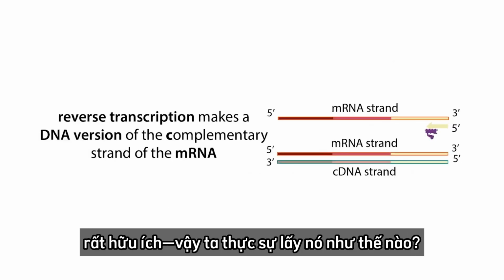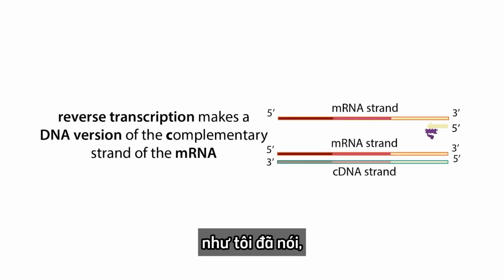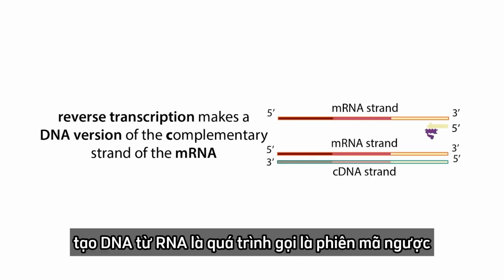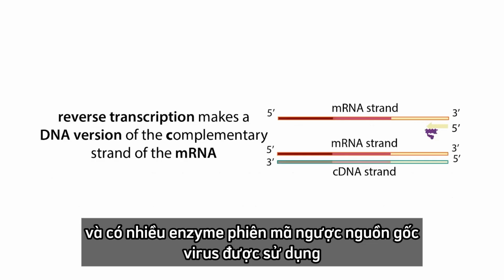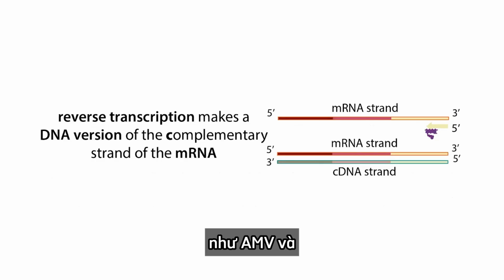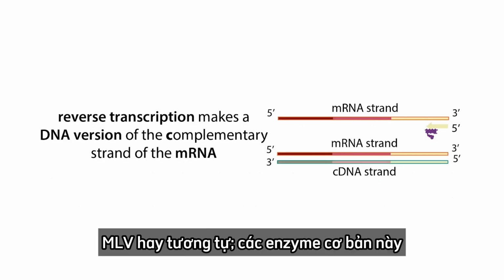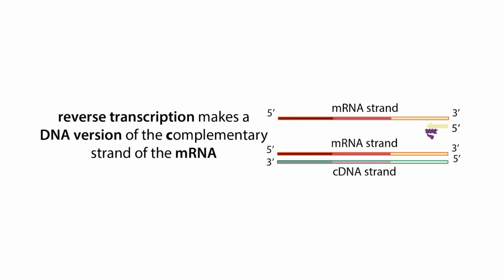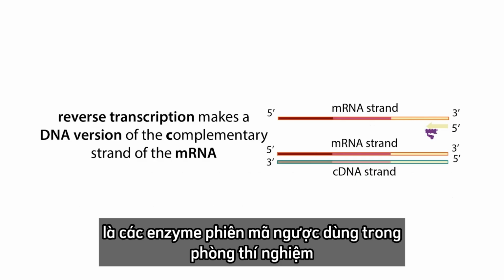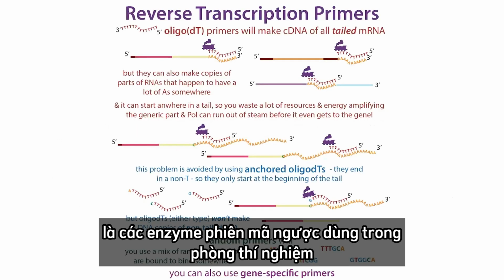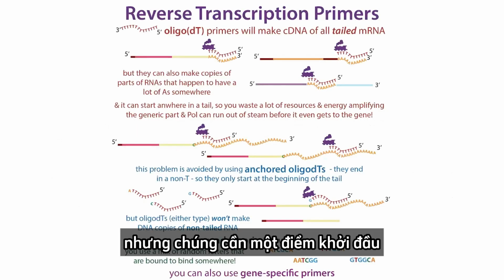So how do we actually get it? As I mentioned, making the DNA from the RNA is a process called reverse transcription. There are various viral reverse transcriptases that are used, such as AMV and MLV. These are basic reverse transcriptases that can be used in the lab. But they need to have a starting point.